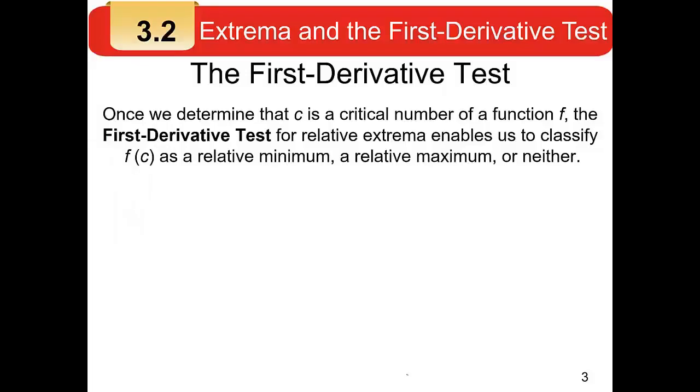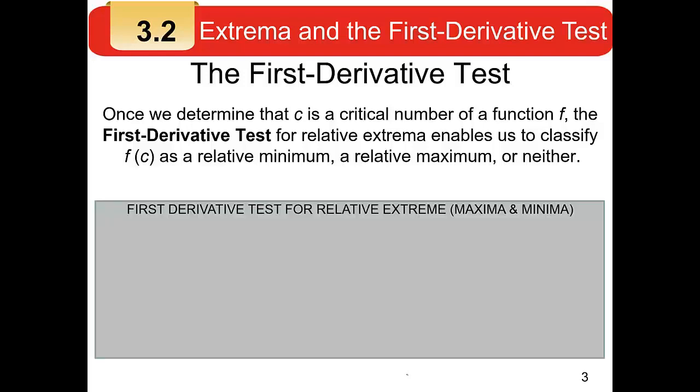Now, once we determine that c is a critical number of a function, we have something called the first derivative test for relative extrema that helps us to classify the function value at that critical point as being either a relative minimum, a relative maximum, or it could be that it's neither. And you need to build up an intuition about how this works. I'm going to lay out the first derivative test, and then we're going to work some examples to try to build some intuition.